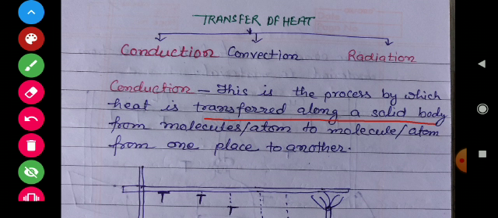It is transferred along a solid body only. And here, in heat transfer by the mode of conduction, heat is transferred from molecule to molecule or atom to atom, but neither the molecules nor the atoms move from one place to another. Only heat is transferred from one place to another.